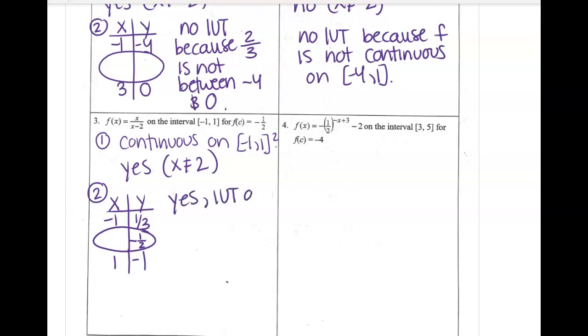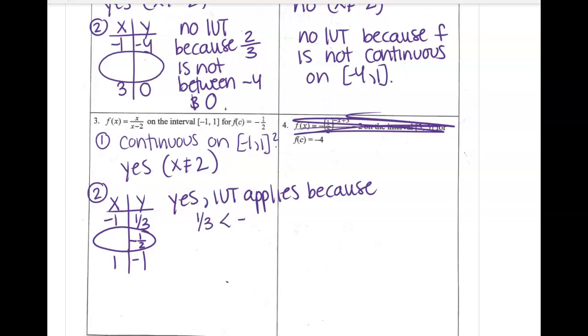And so then, yes, IVT applies. We're skipping this one over here, so if you write big like me, you can use this space too. You know what? Forget that. Think of it as between. Negative 1/2 is between 1/3 and negative 1. Our third step, when we get to it, is to find our c.